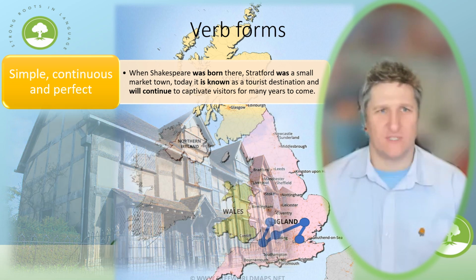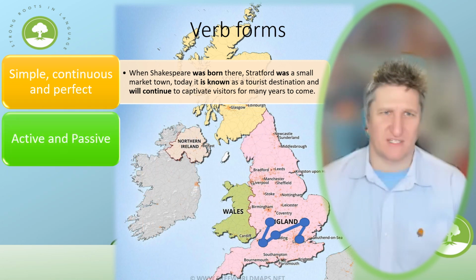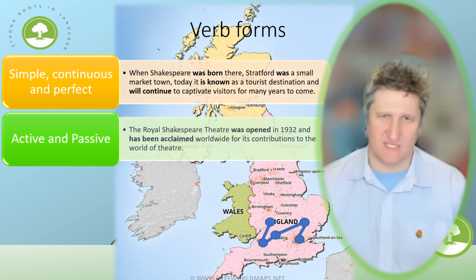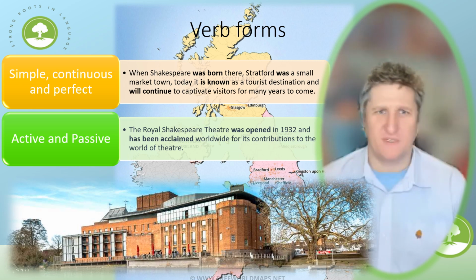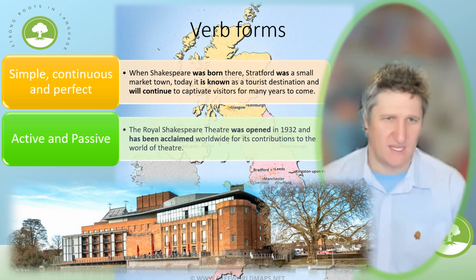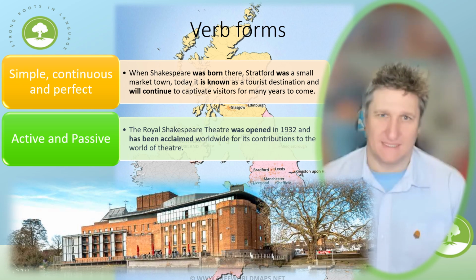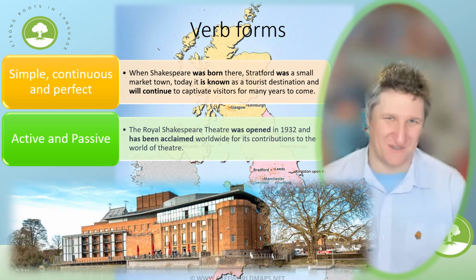The active and passive voices are used to change the subject and object around, thus changing the emphasis of the sentence. For example, the Royal Shakespeare Theatre, there it is seen from the water, was opened in 1932 and has been acclaimed worldwide for its contributions to the world of theatre.